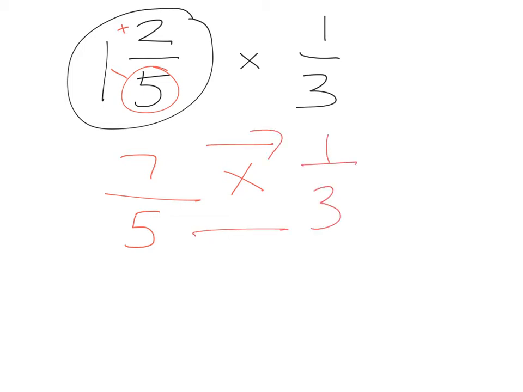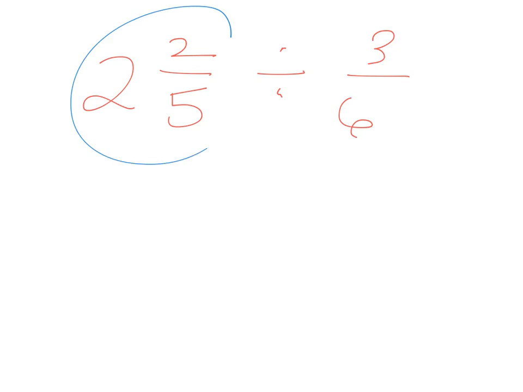Again, we multiply across the top. 7 times 1 is 7, 5 times 3 is 15. Okay, and if this stayed an improper fraction where the numerator was greater than the denominator, then we would just flip it back to a mixed number.